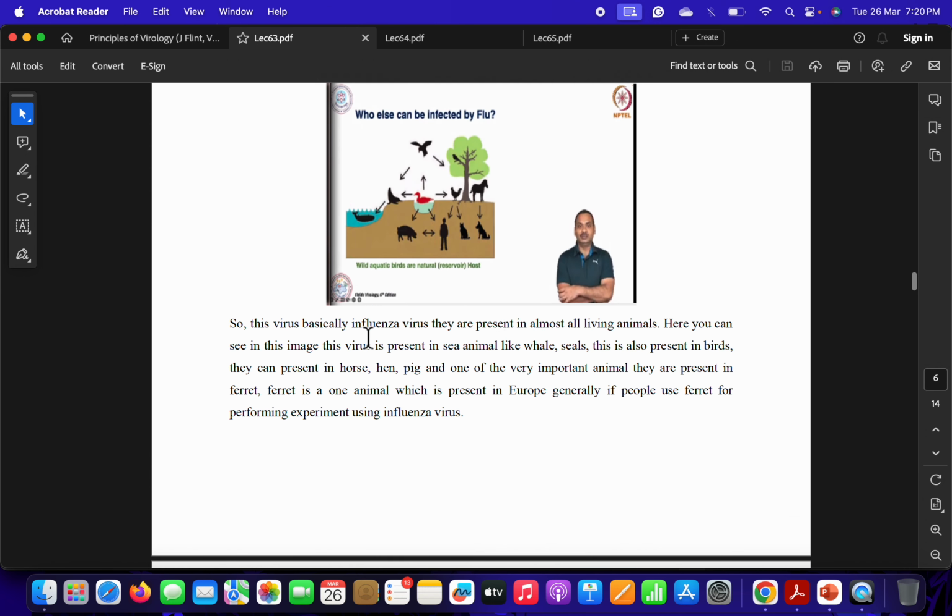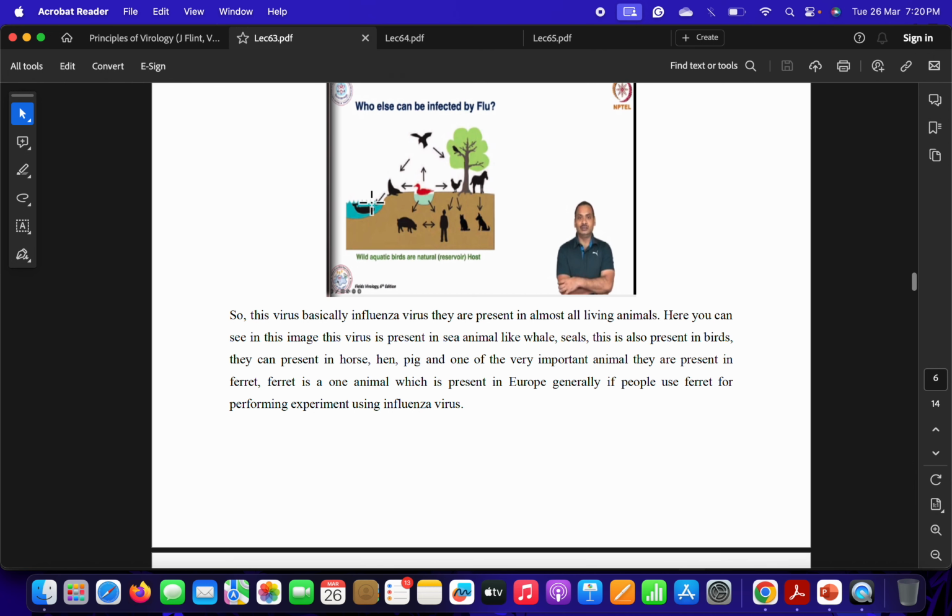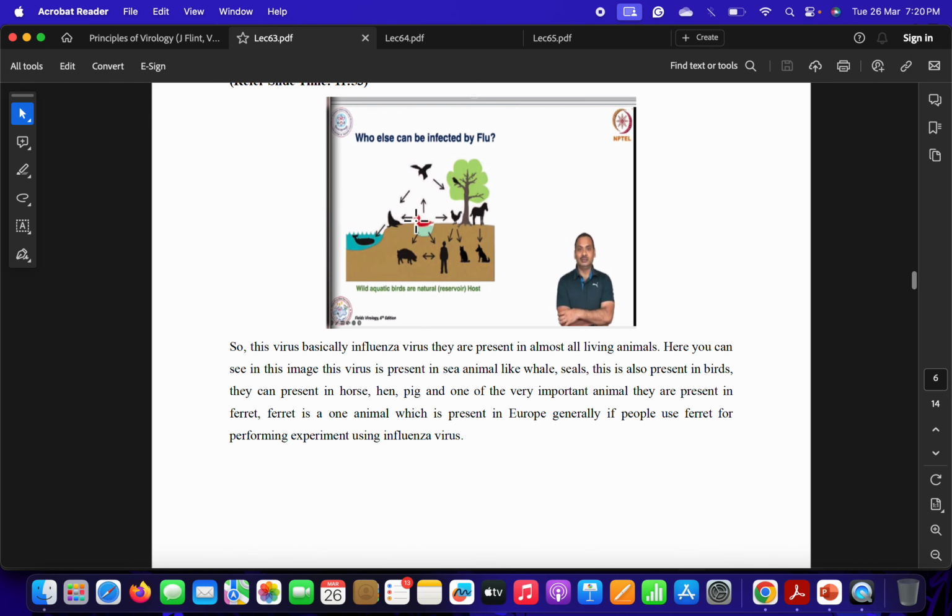The influenza virus is present in almost all living animals. Here you can see it can infect a bird that remains in a water body, and it can propagate through different animals, small animals that remain on the land.